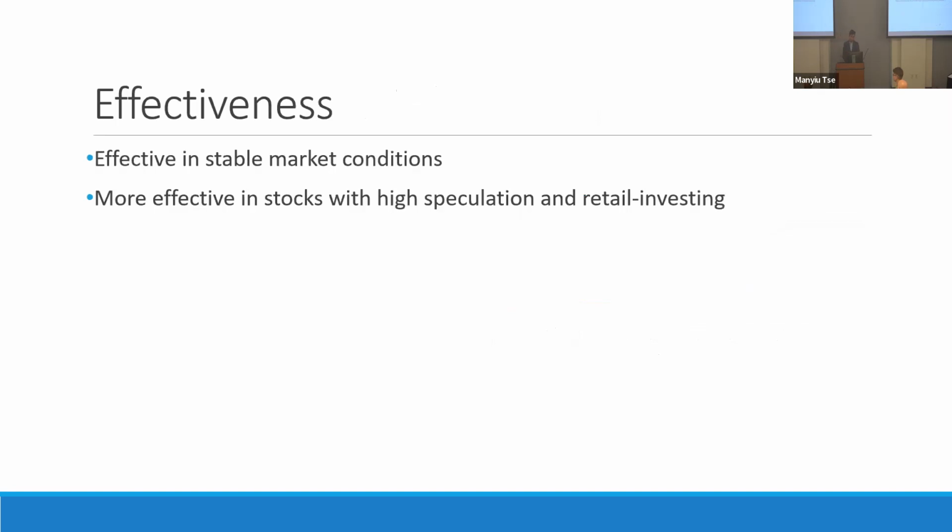And now let's look at the effectiveness. So we saw in the last 4 examples that the autocorrelative model is more effective in stable market conditions and in stocks with high speculation and retail investing, like we saw with Apple or the S&P 500 or Bitcoin before the stable market condition category was violated.